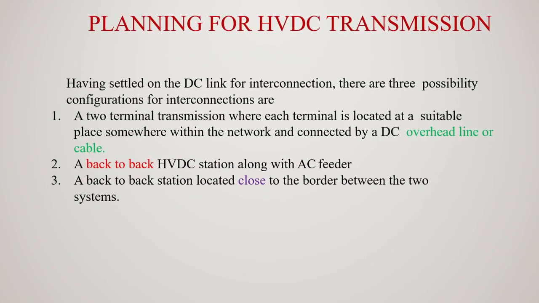Two terminal transmission where each terminal is located at a suitable place somewhere within the network and connected by DC overhead line or cable is the first one, that is two terminal DC link. Second one is back to back HVDC station, also called HVDC coupling station, which can be located somewhere within one of the networks and an AC line from the other network to the common station. Third one will be what? Back to back station located close to the border between the two systems.